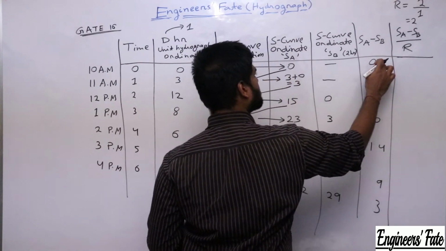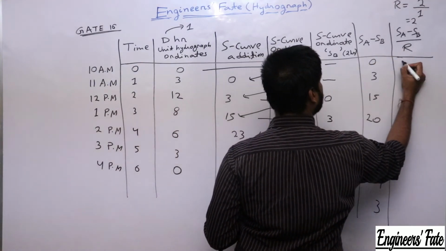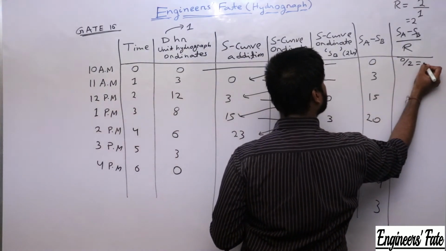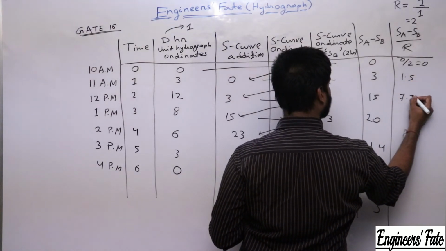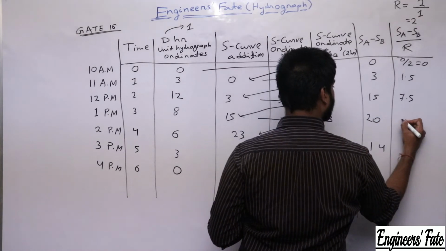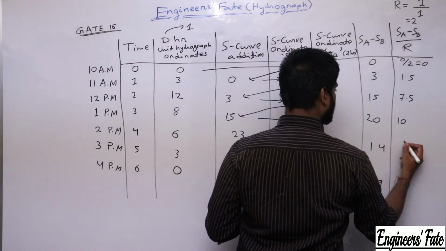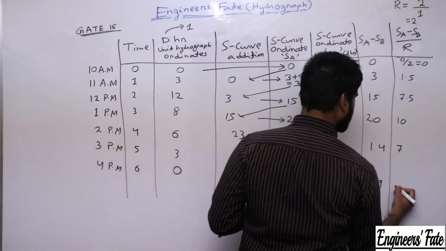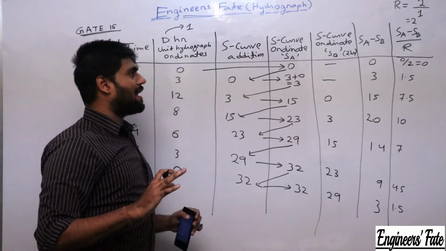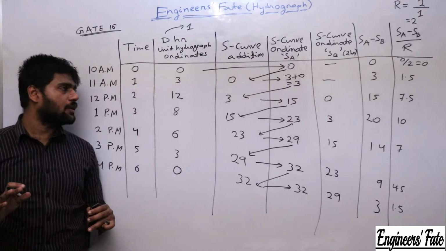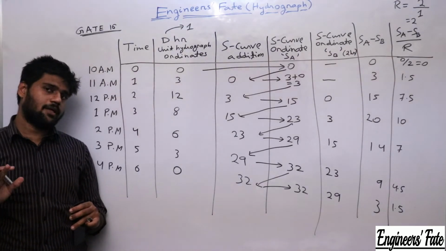So SA minus SB by R means 0 by 2 equal to 0, 3 by 2 equal to 1.5, 15 by 2 equal to 7.5, then 20 by 2 equal to 10, 14 by 2 equal to 7, 9 by 2 equal to 4.5, 3 by 2 equal to 1.5. So I have found the ordinates using the S-curve method.